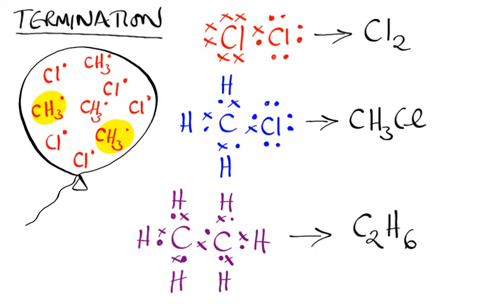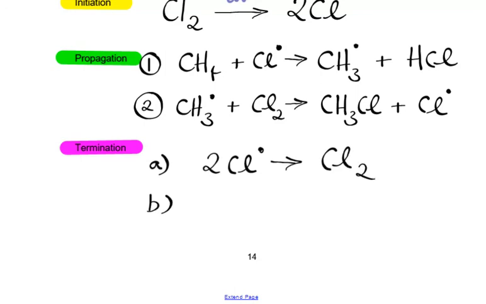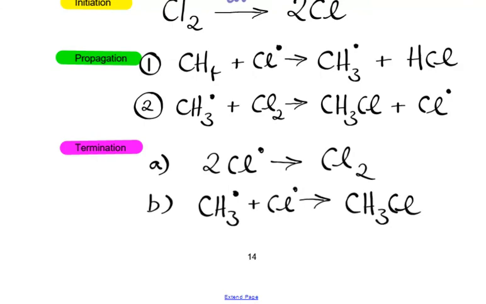So let's have a look at those 3 possibilities as equations. So the first one, we just had 2 chlorine radicals making chlorine. In the second one, we had a methyl radical and a chlorine radical making chloromethane. And in the third example, we had 2 methyl radicals producing ethane.